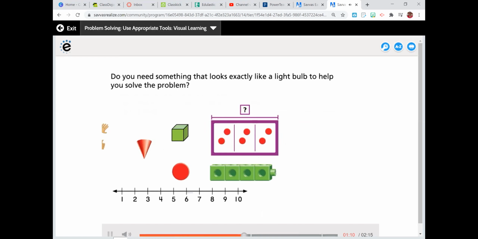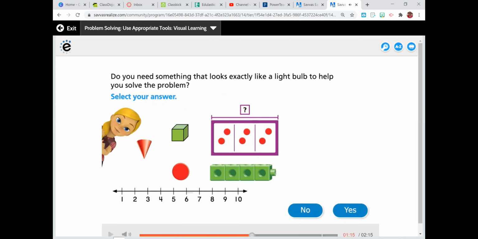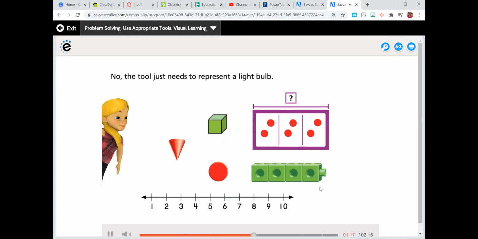Do you need something that looks exactly like a light bulb to help you solve the problem? Select your answer. Sometimes you can use items that do not look like what we're reading about in the word problem to help us answer the problem. No, the tool just needs to represent a light bulb.